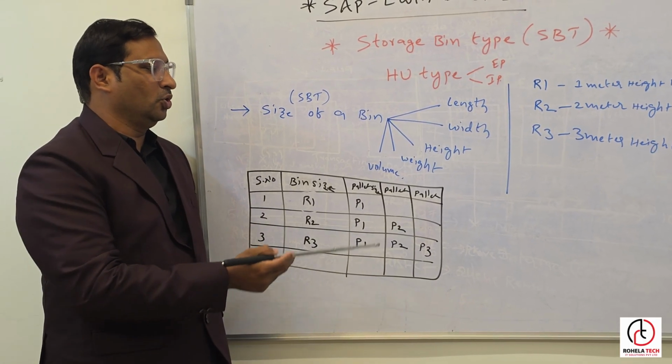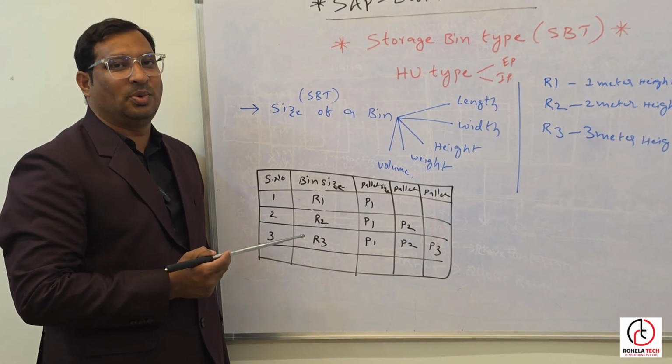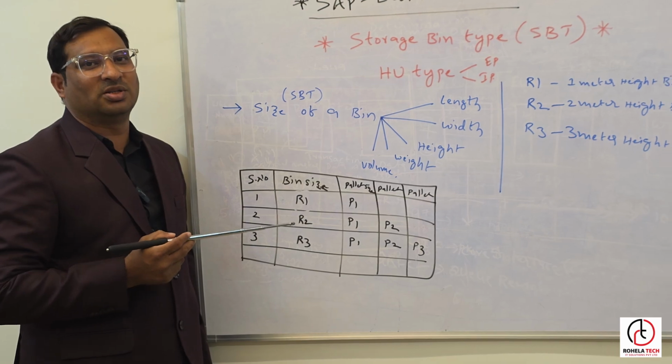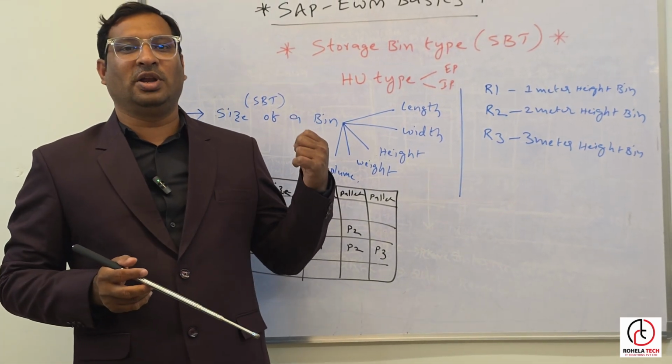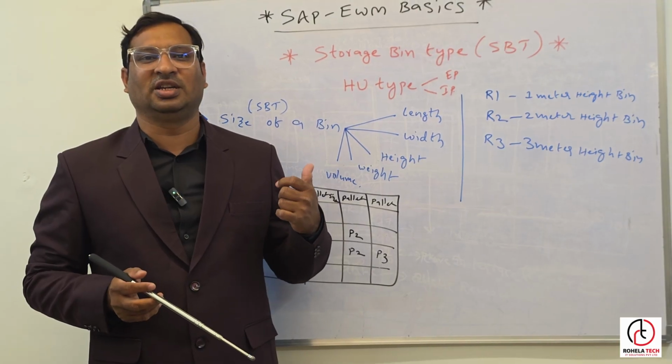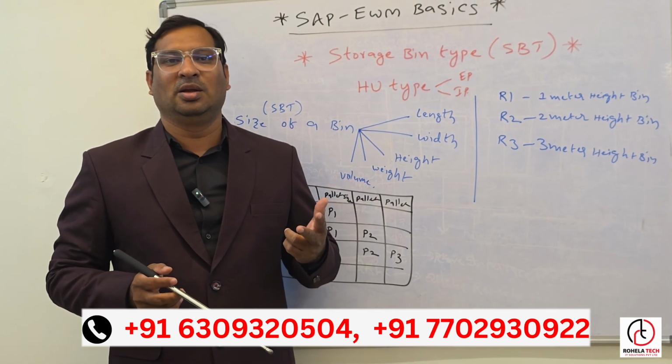For this to work during the movement, in the storage type control parameters, you give the tick box of HU type check.